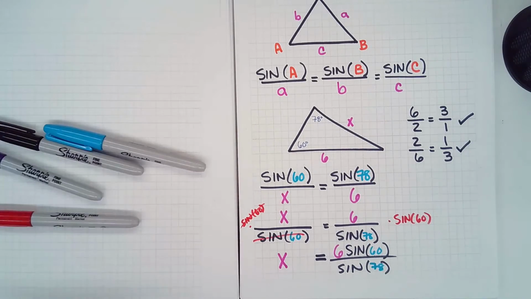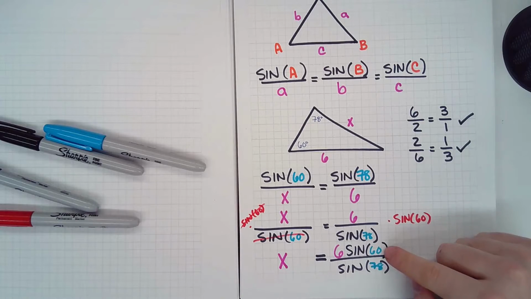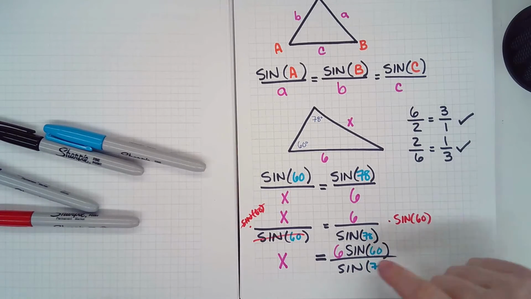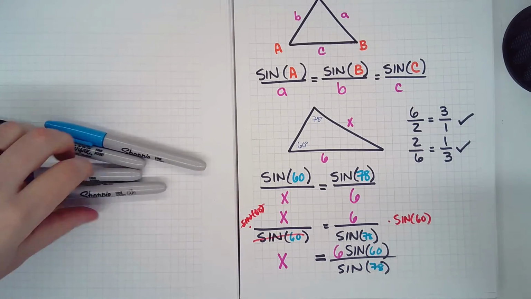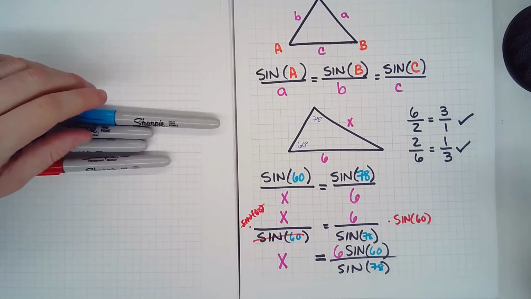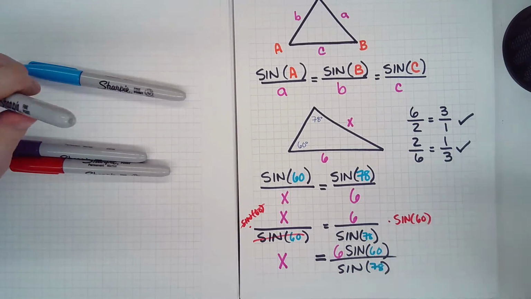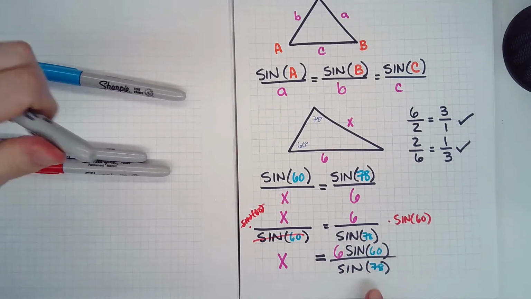So good news, bad news time. If we didn't know the sine of 60, we would be done. This is as good as we can get without a calculator. These sines do not cancel. That's another common mistake. But the bad news is, and kind of the good news as well, we do know the sine of 60, so we can simplify that. We do not know the sine of 78.